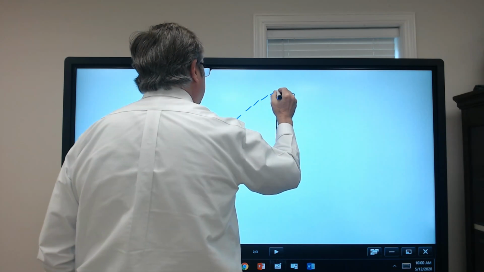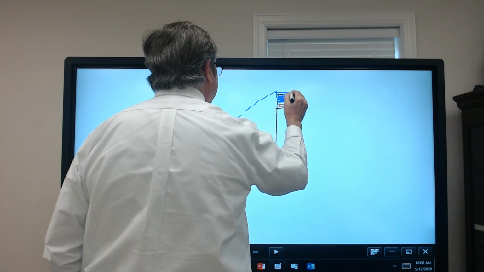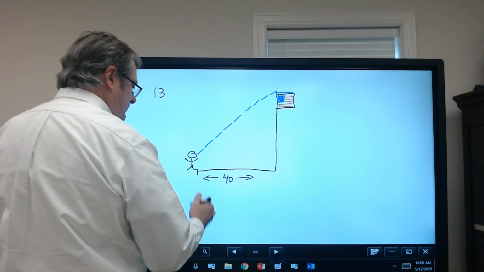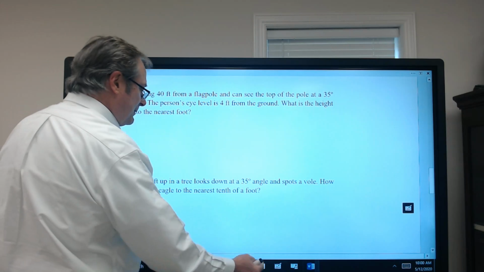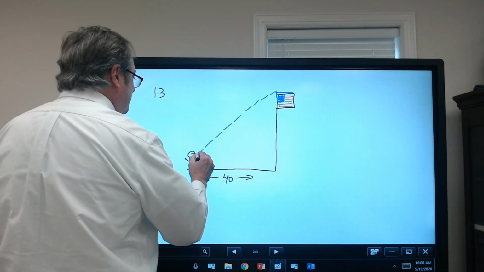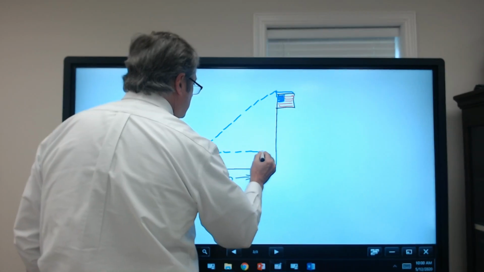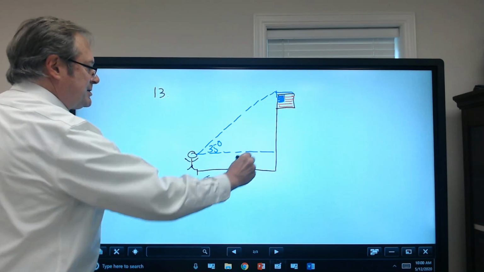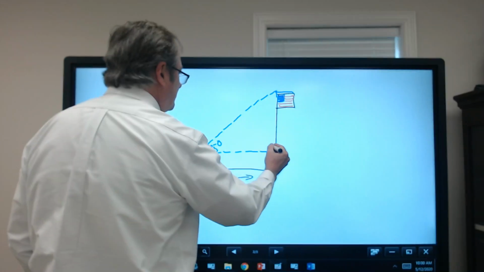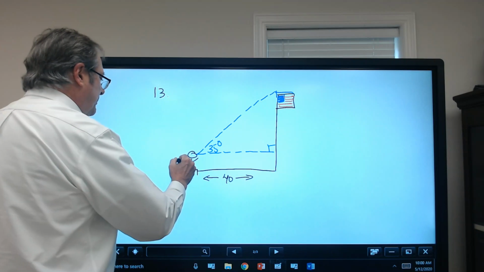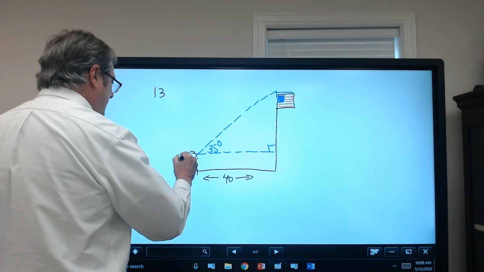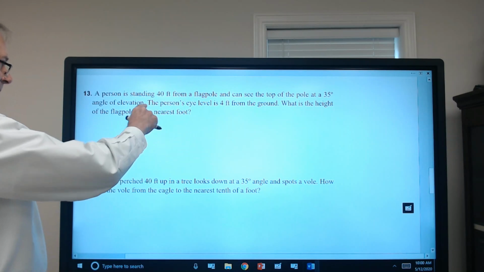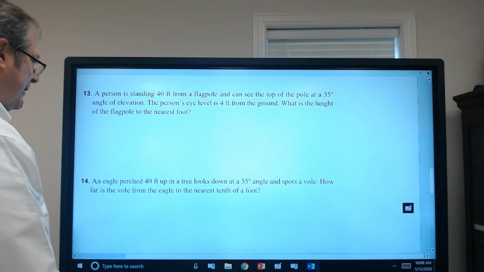Well, I missed. Let's pretend it went up there. Now the 35 degrees is right here, again in relation to that horizontal, and this will make it the right angle. And this person is 4 feet off the ground, if I remember right. Let's check it out. Eye level is 4 feet off the ground. So what's the height of the flagpole?